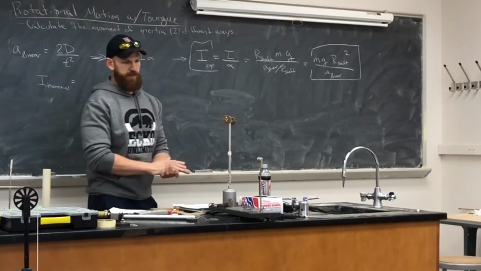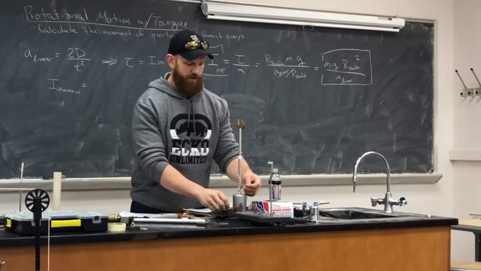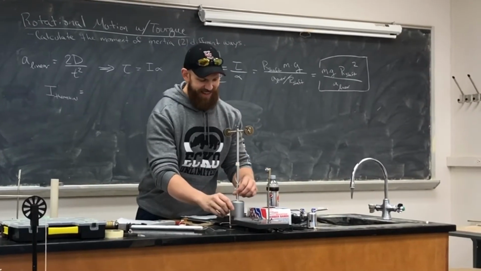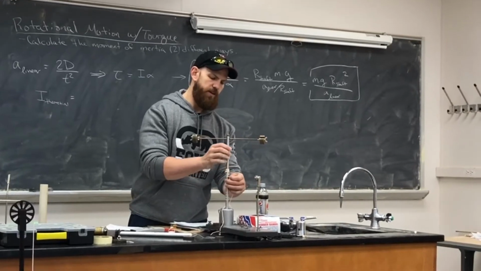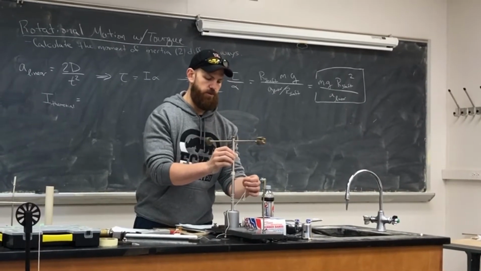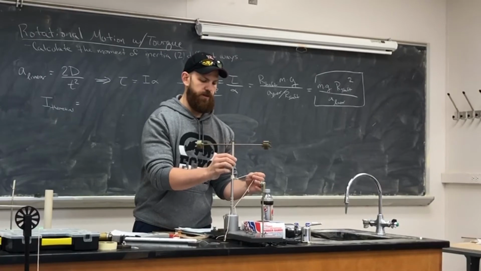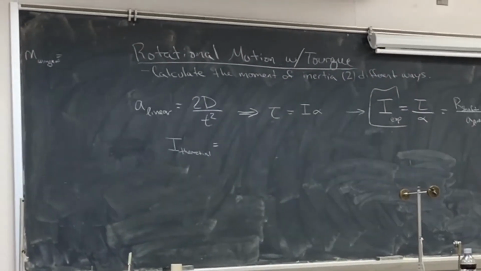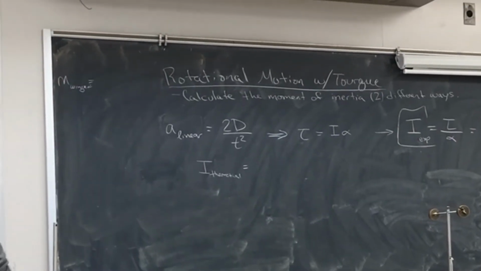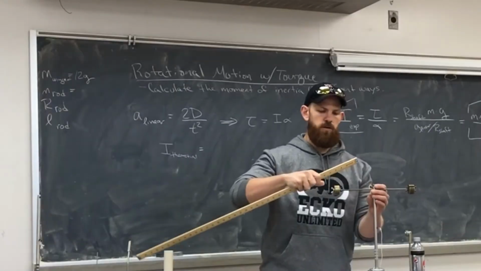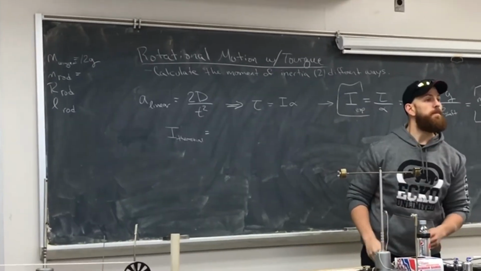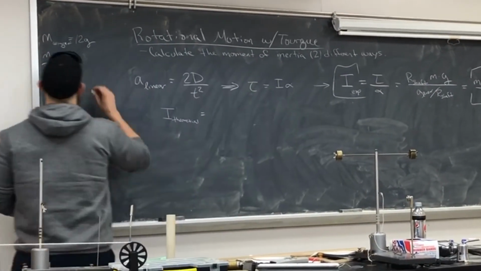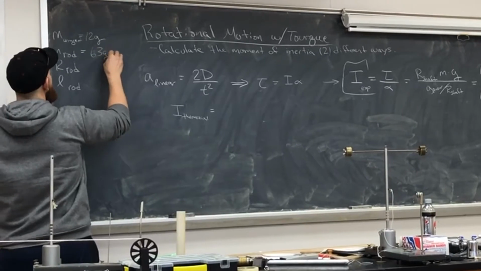We have this dumbbell-shaped object, and we're going to spin it around a central point. It has its moment of inertia, and we're going to calculate it theoretically, and we're going to solve for it experimentally, and hopefully the values come out the same. So we have 12 grams of the wing nuts. The mass of the rod is 63 grams.